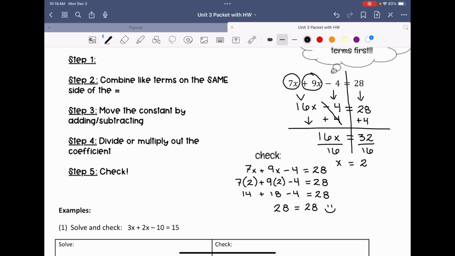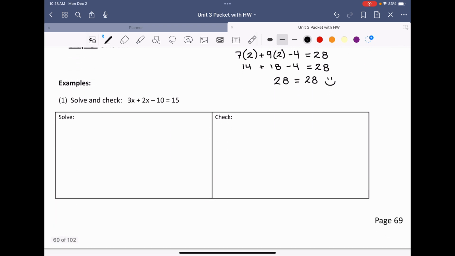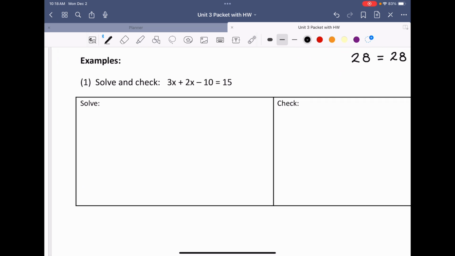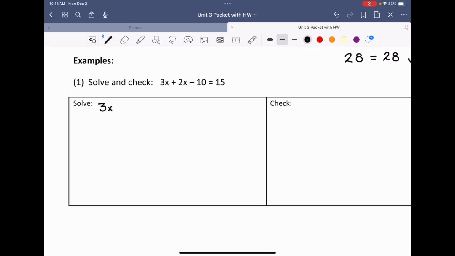All right, let's try out another one. So I'm going to combine my like terms first. So let's rewrite 3x plus 2x minus 10 equals 15. Draw my line, because I can only combine like terms on one side of the equation. So I've got 3x and 2x. 3x plus 2x, well, I'm going to add the coefficients. 3 plus 2 is 5, so 5x. And everything else comes down. Minus 10, my equal sign, and 15. So 5x minus 10 equals 15.